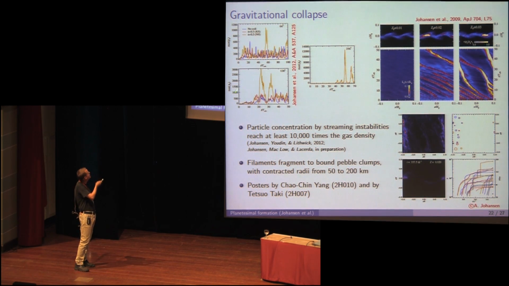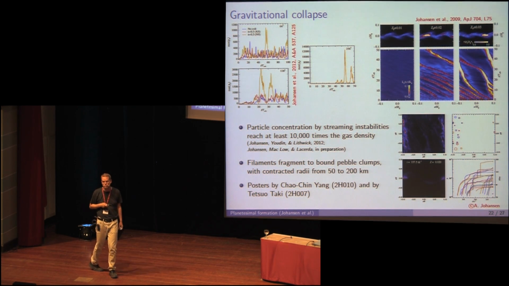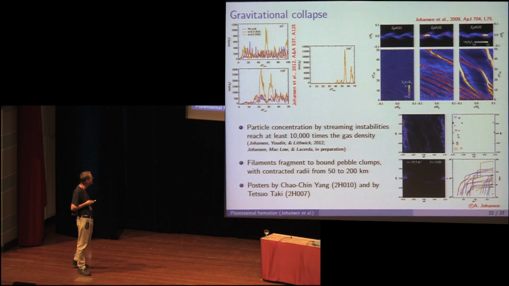Just want to highlight this plot here first. It shows, as a function of time, the maximum particle density that we reach by the streaming instability without any gravity. And just focus on the yellow line for now. We see at a low resolution, we go up to 1,000 times the dust-to-gas ratio. At a moderate resolution, 4,000. And at a high resolution, we even go up to 10,000 times the local dust-to-gas ratio. Again, extremely high concentrations there.